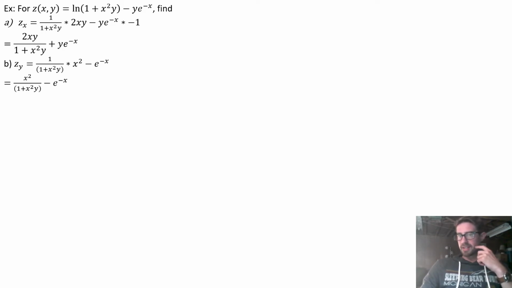And that cleans up to that. So it's different, you see what I'm saying? But it's not that hard. You just have to get used to treating the other variable as if it were a constant and just imagining that it is. So we do need these things.